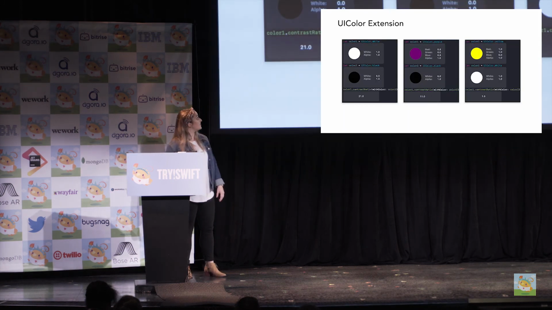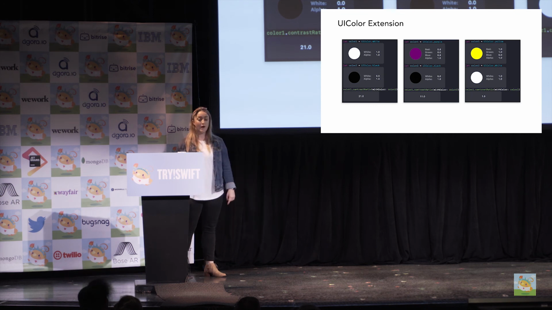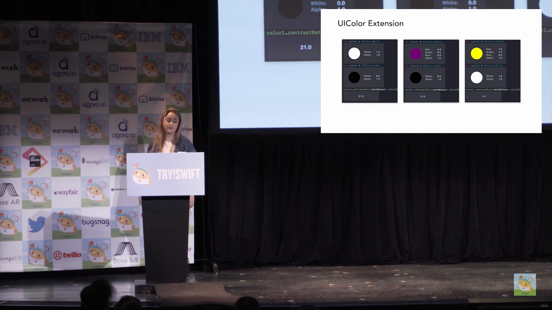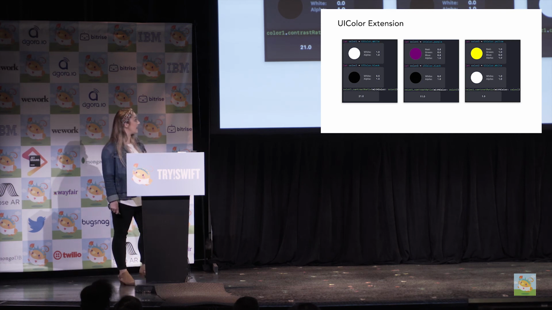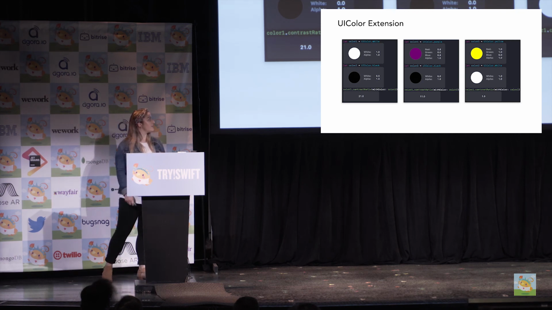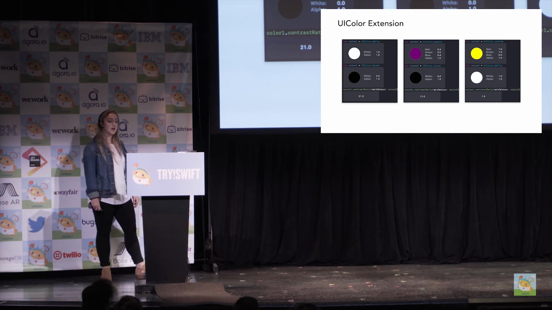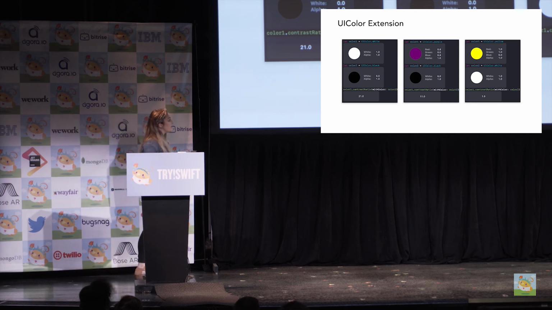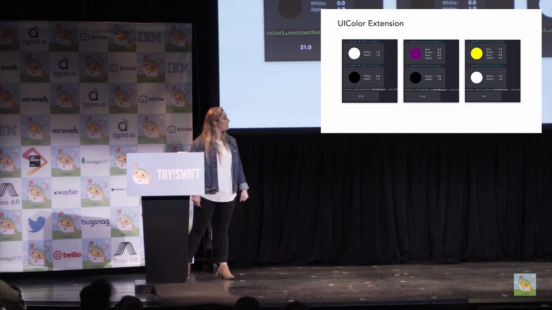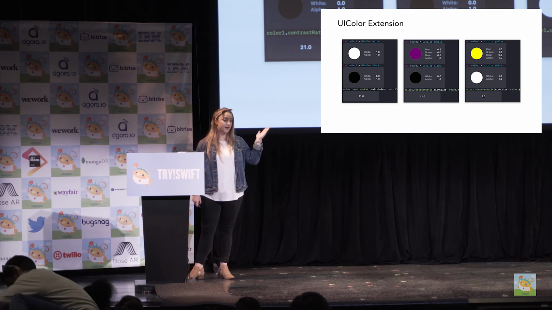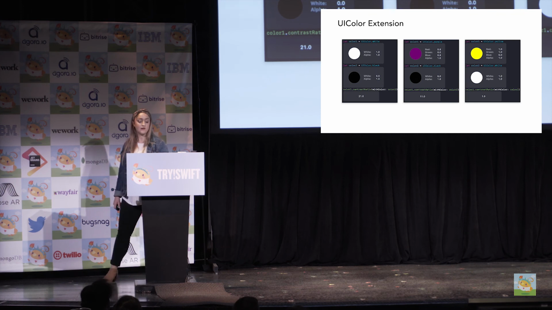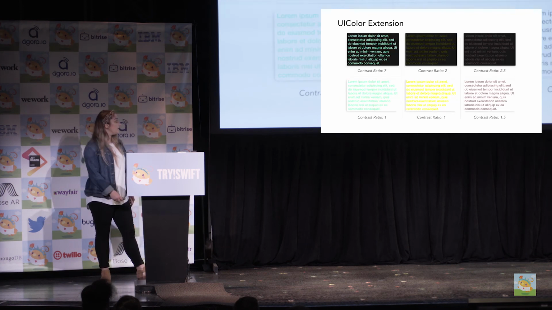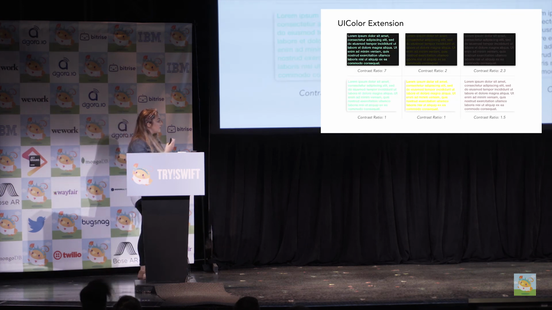Let's see that code in action. On the left, we have white and black with a high contrast ratio of 21. That's the maximum contrast ratio two colors can have. In the middle, we have this purple and black that has a contrast ratio of 11. That's pretty good. It's above a 7. And finally, from the example earlier, we have the yellow and white with the lowest contrast ratio two colors can have at 1.